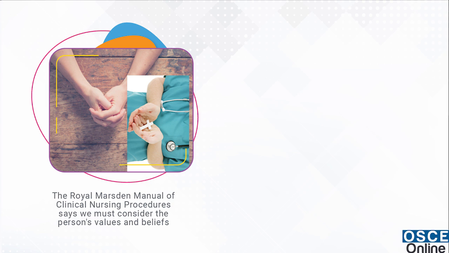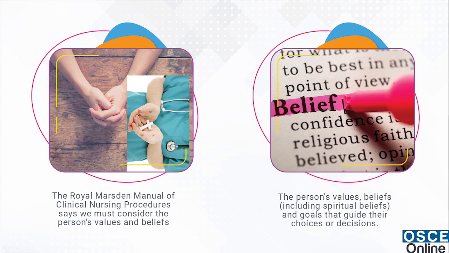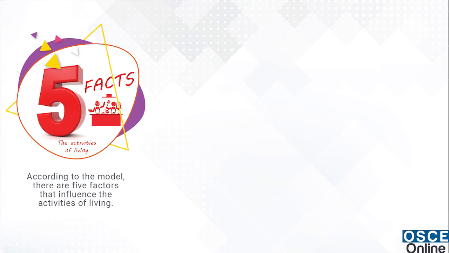The Royal Marsden's Manual of Clinical Nursing Procedures says we must consider the person's values and beliefs. The person's values, beliefs, including spiritual beliefs and goals that guide their choices or decisions. According to the model, there are 5 factors that influence the activities of living.